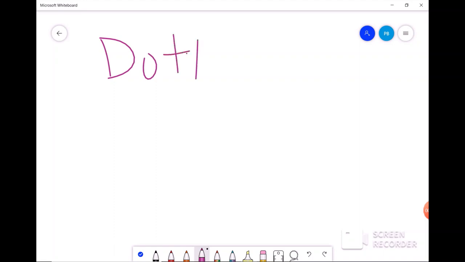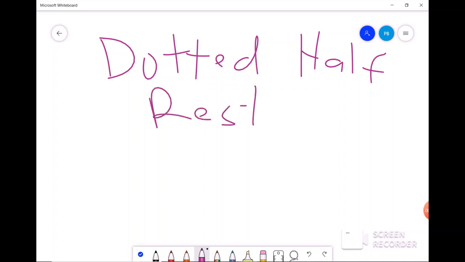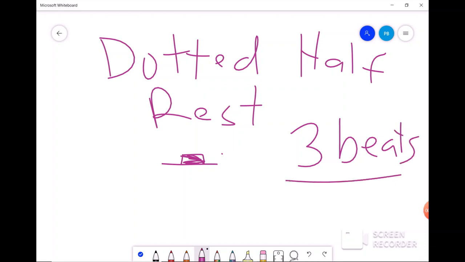Next, we'll talk about a dotted half rest. We already learned about the half rest. It's the one that kind of looks like a hat. But sometimes the rests have dots on them as well. If you find a dot next to a half rest, do you remember how many beats a dotted half note gets? If you said 3, you're correct. A dotted half rest would also get 3 beats. And it still kind of looks like a hat with the dot next to it.